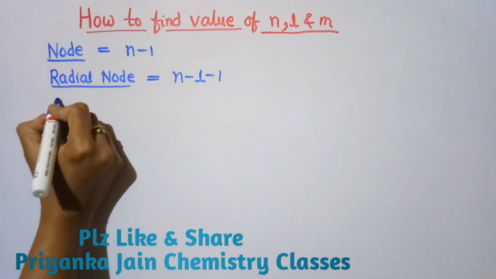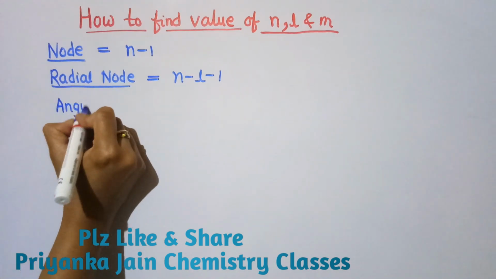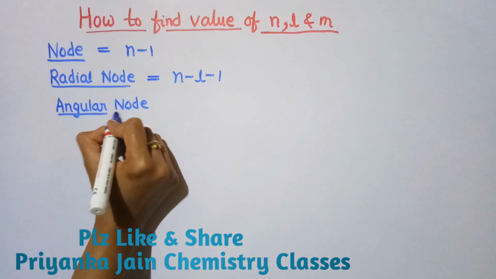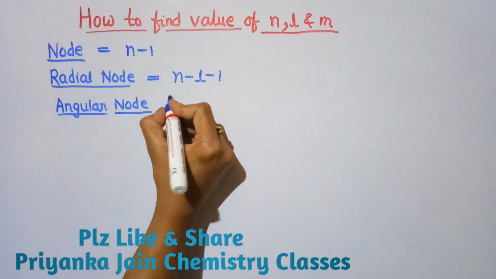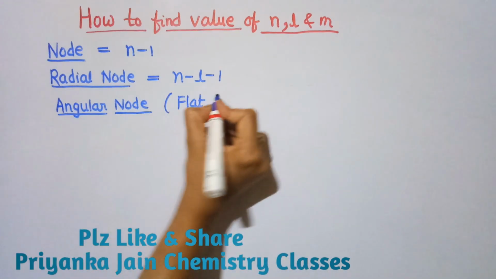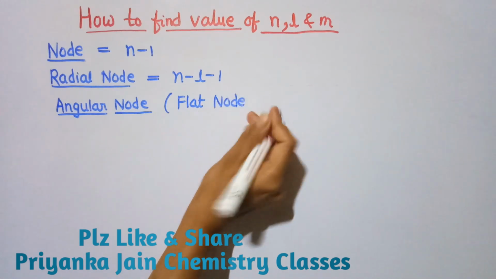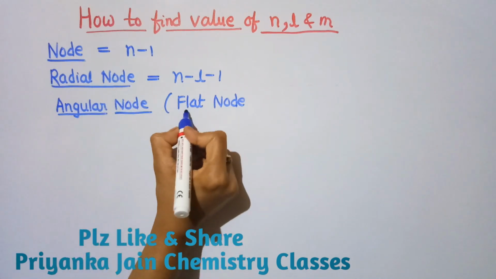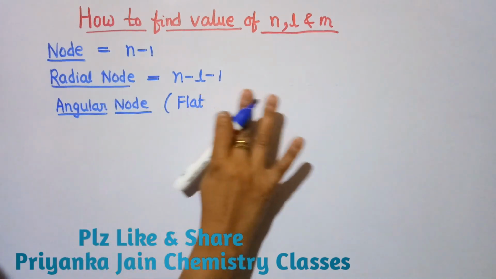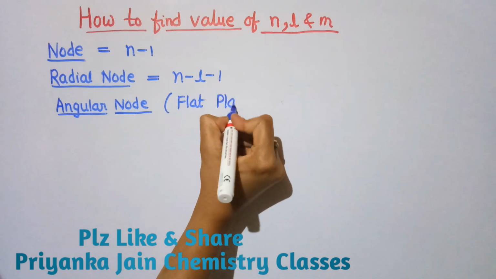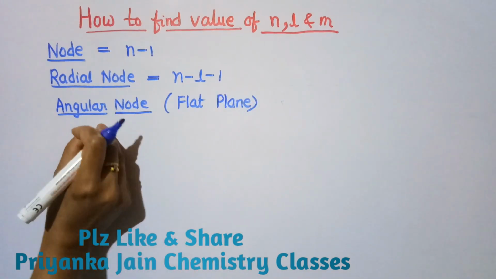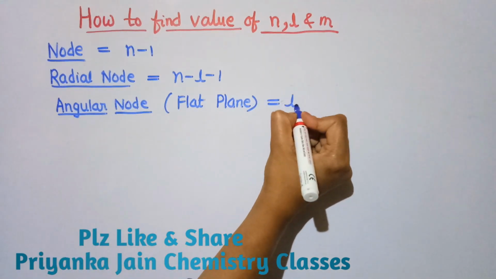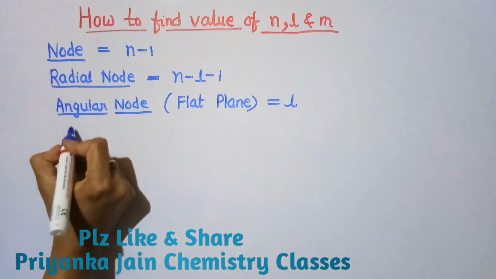Another thing is the angular node. An angular node is a flat plane. It may be in the x plane, the y plane, or the z plane. In any case, if there is a flat plane where the probability of finding the electron is equal to 0, then that place is called an angular node, and the number of angular nodes is equal to the azimuthal quantum number l. So see here the examples.